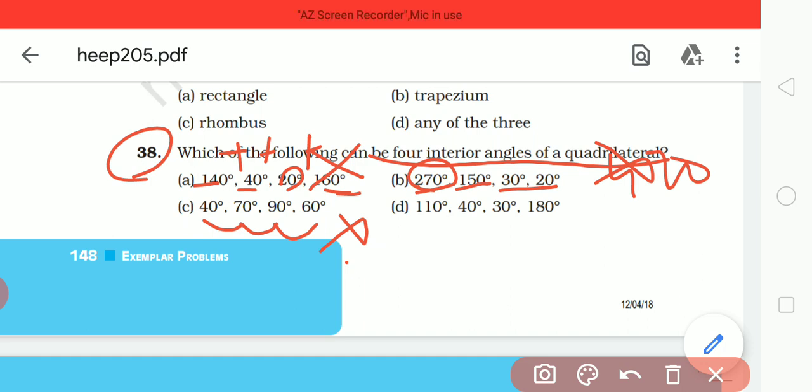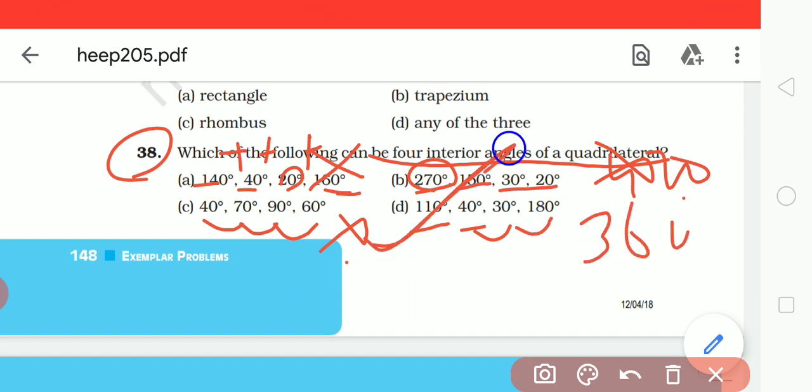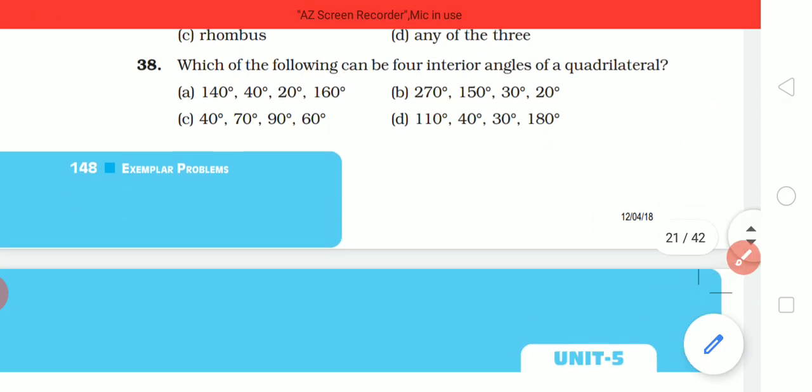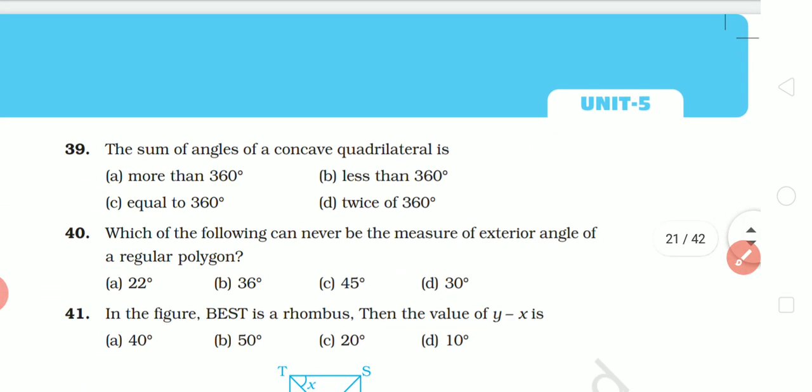So let us check the other one. This is 110 plus 40 is 150, 150 plus 30 is 180, plus 180 is 360. So only the fourth part is possible for the quadrilateral. We will add all the angles and check whether it is 360 or not.